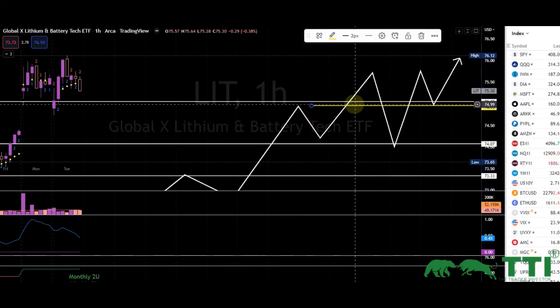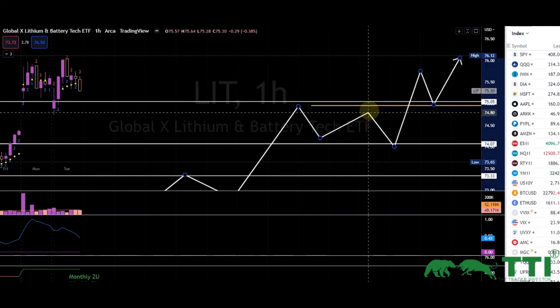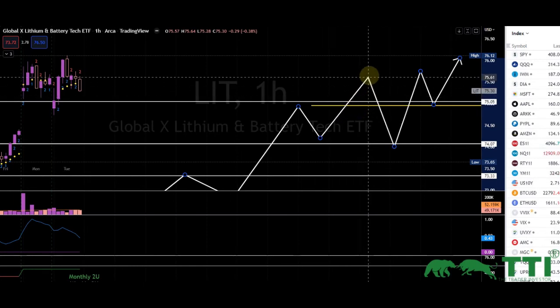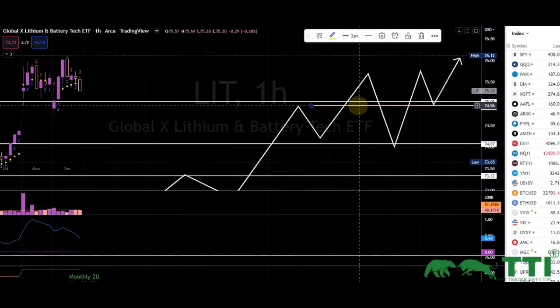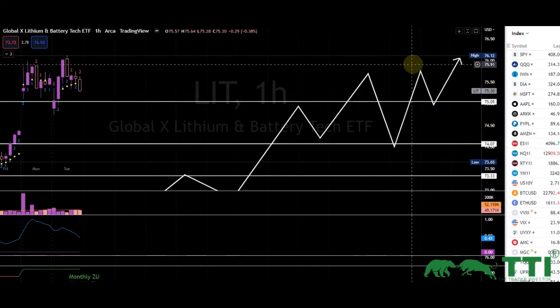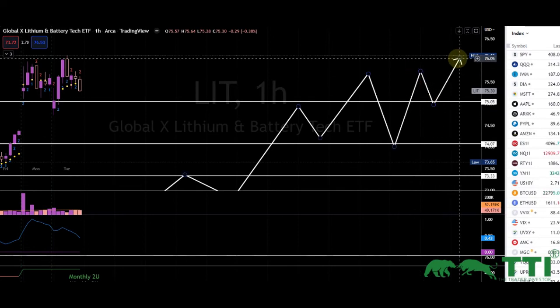I don't want to enter here because I don't know what this guy is going to do. Is this guy going to do this? Or is it going to do this? I have no idea. So that's why I'm a little bit more cautious. But when I see this, hey, it blows through it, it acts as support, I'm good to go.